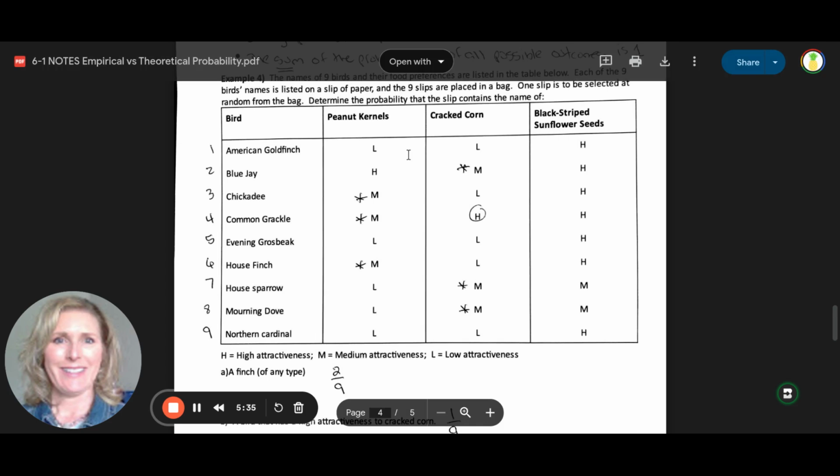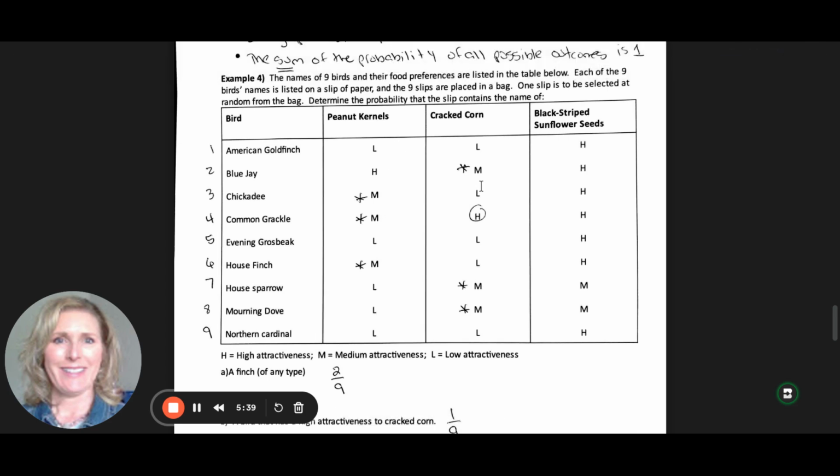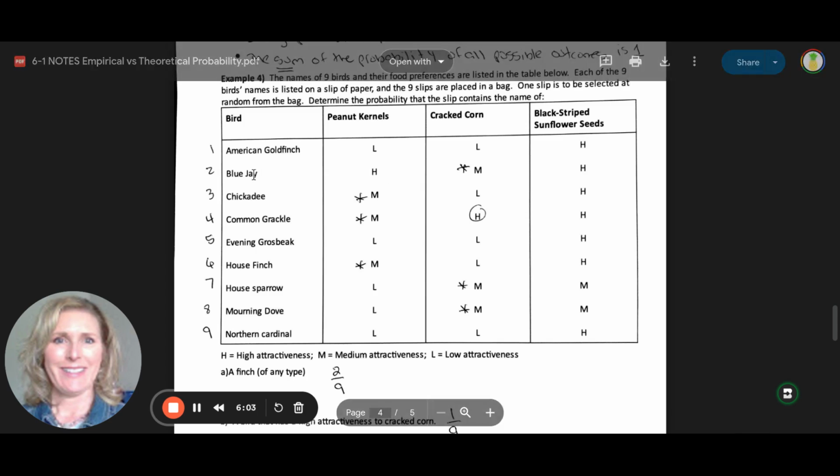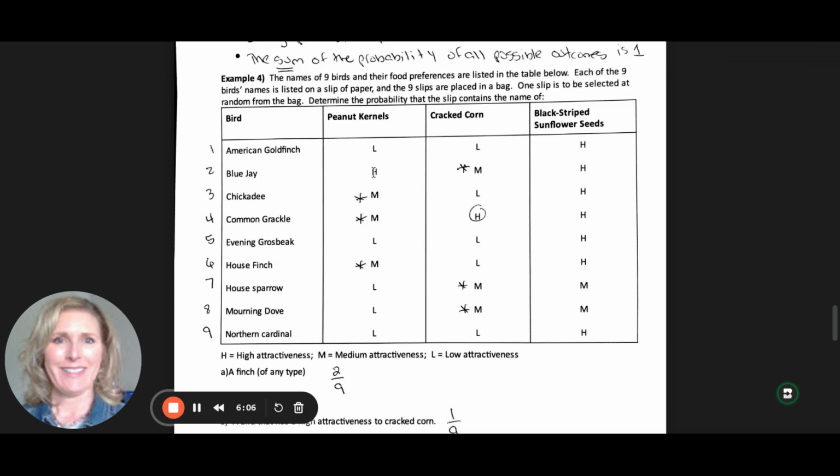All right, so all these L, H, and M's are their attractiveness to it. So for peanut kernels, an American goldfinch is low attracted. Cracked corn, low attractiveness to it. But a black striped sunflower seed, it is highly attracted to. So that's what all these L's and H's are. So the probability that a blue jay, so they do like peanut kernels. They have a medium attractiveness to cracked corn and a high attractiveness to sunflower seeds.